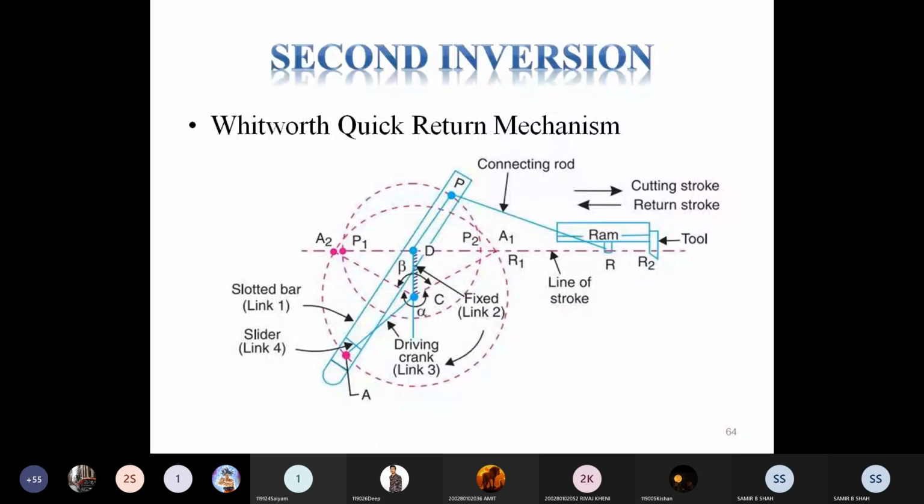So the ratio between the time taken during the cutting stroke and the backward stroke is equal to alpha divided by beta. The time of cutting stroke is alpha, divided by the return stroke, beta. Alpha divided by beta, or we can say alpha divided by 360 minus alpha. We consider it this way also.